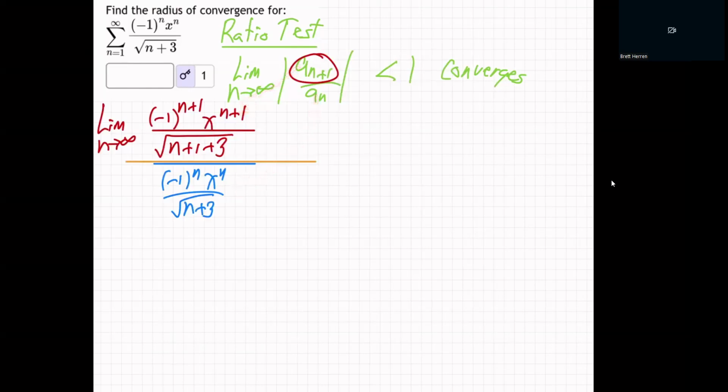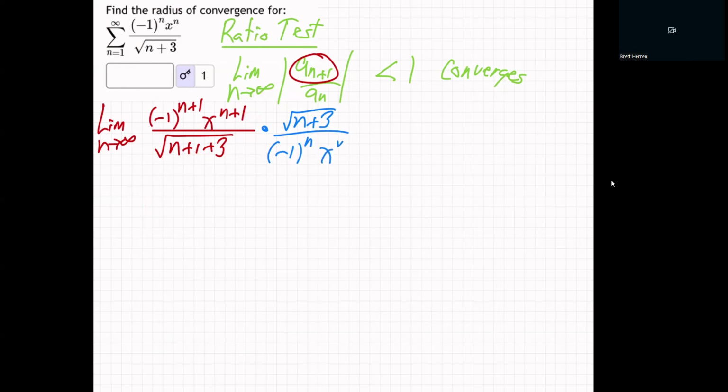So now what's going to happen? Well, this fraction is going to flip up, right? Because dividing is upside down multiplying. So I'm just going to flip it up, save some space here. It's just going to become square root of n plus 3 over minus 1 to the n, x to the n. That's just the upside down. A sub n has been flipped upside down. That's how you divide by it. Okay, can we simplify this? Yeah, we can. So let's bring it down.